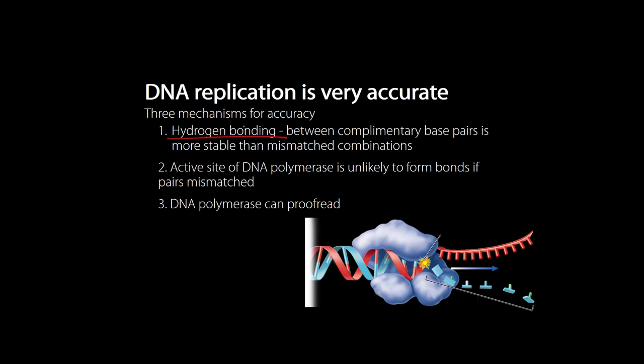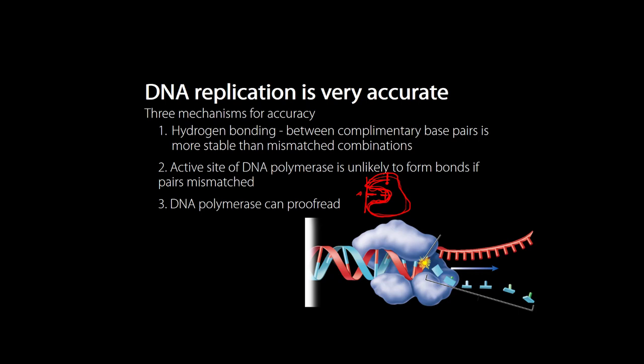The second is that the DNA polymerase itself won't form bonds if the pairs mismatch. Let's say there's A, and here's a free 3' end. If DNA polymerase is here, you can imagine the active site within the enzyme. Let's say this is the enzyme, and that's the active site. You can imagine the shape of the interior of this active site being such that it doesn't favor two purines or two pyrimidines being bound together. So it'll be less likely to mismatch in that way simply because the shape doesn't work right.